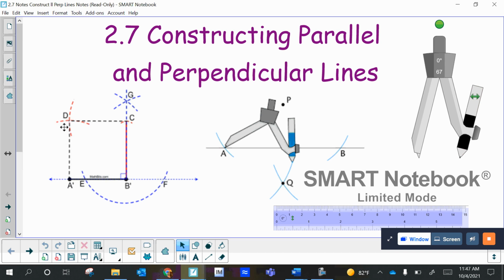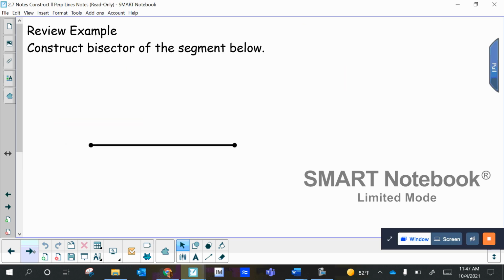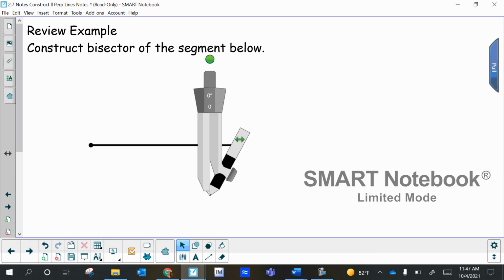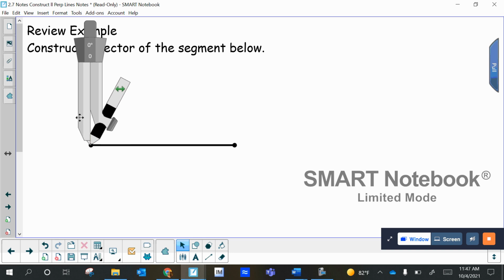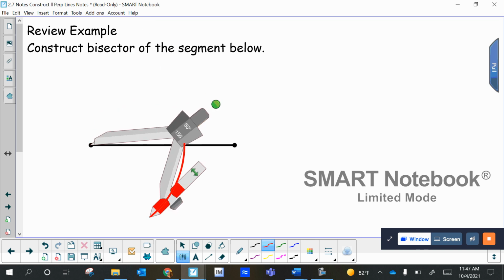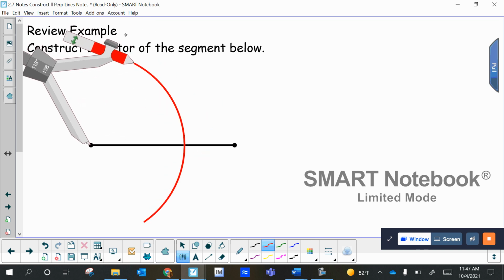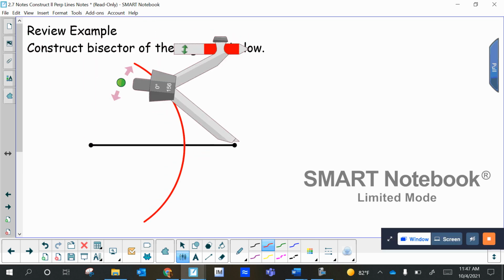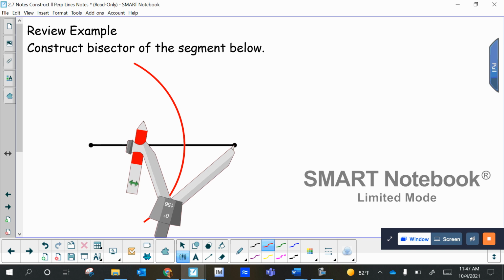All right, so this is constructing parallel and perpendicular lines. On this one right here, you actually already know this one. When it says to make the bisector of the segment, you're making the midpoint. Do y'all remember that? So you make a big arc like this. Make sure your compass is more than halfway.